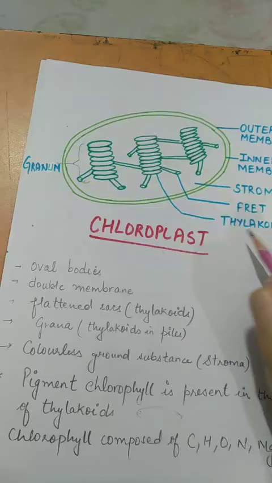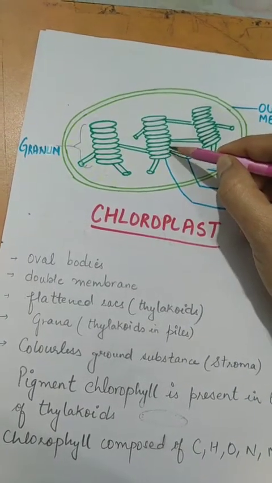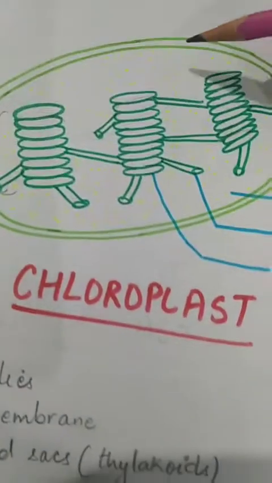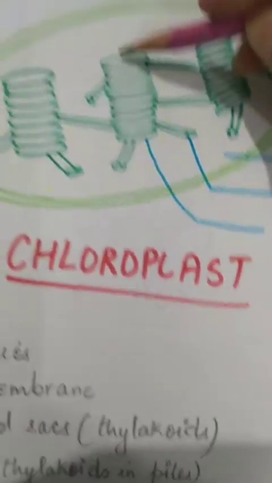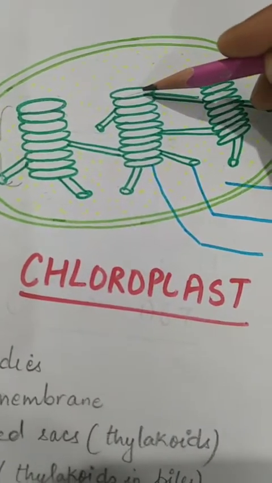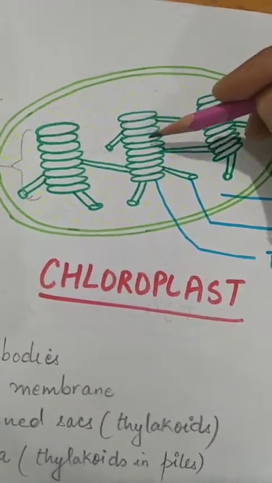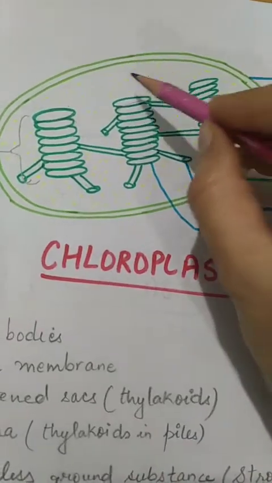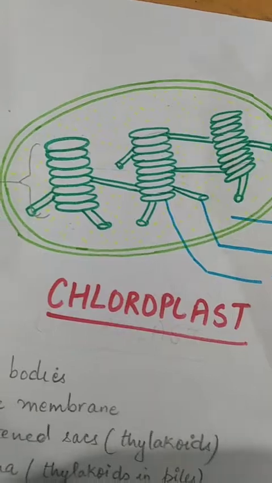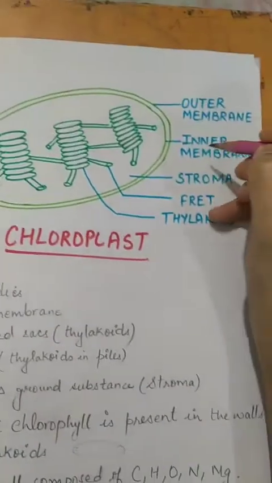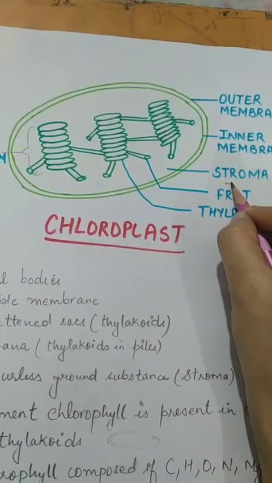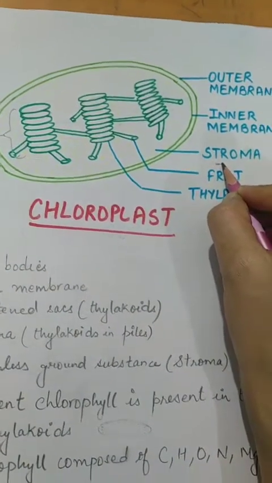These thylakoids have chlorophyll in their walls. I have shown them with green color so that you can memorize it. The green color of these thylakoids means that they have the pigment chlorophyll inside their walls. Now these thylakoids are embedded in the colorless ground substance. I have shown it with some fluorescent color, the stroma. The term is stroma, which is the colorless ground substance of chloroplast.